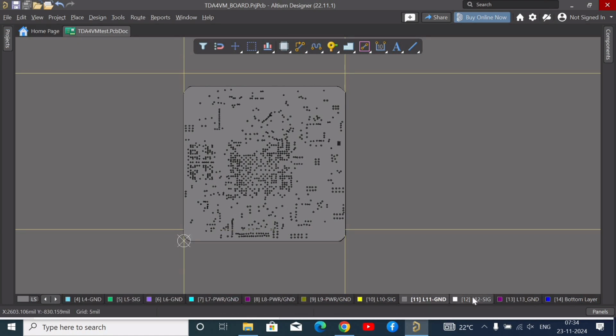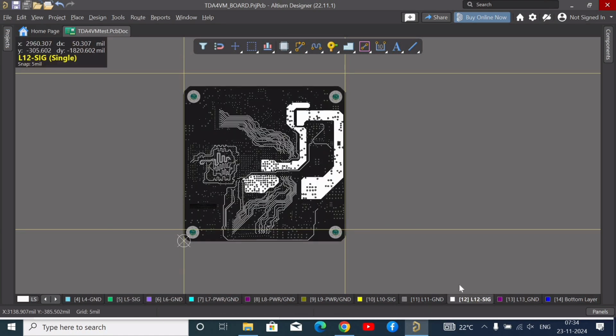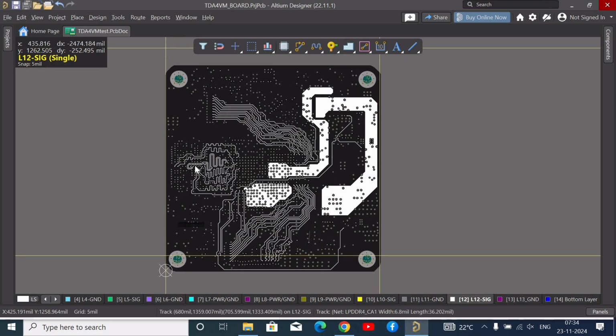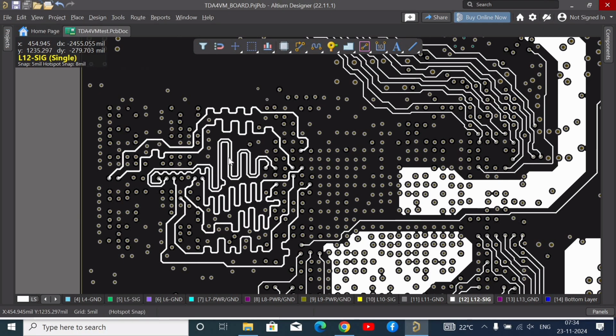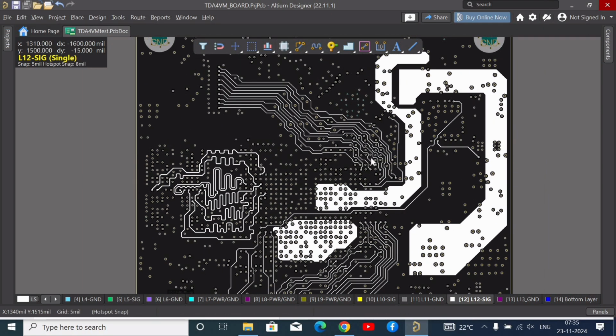Again, on the next layer, number 12, we have this differential pair routing with time delay matching, and then some other command and control single-ended signal lines. And then here we have some single-ended signal lines.